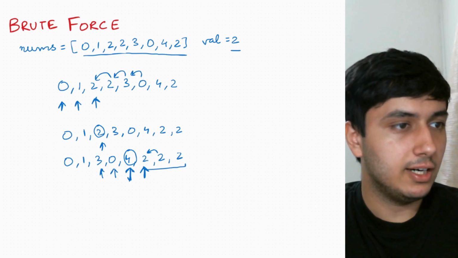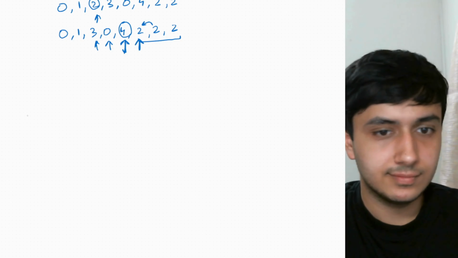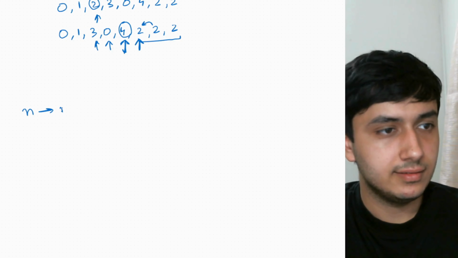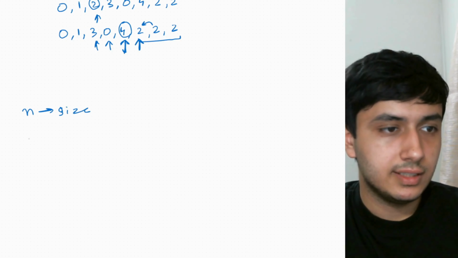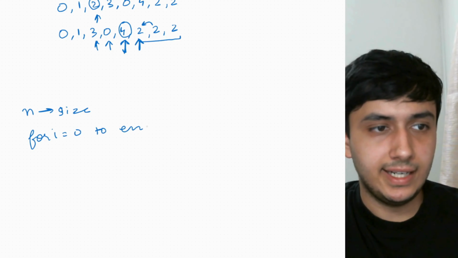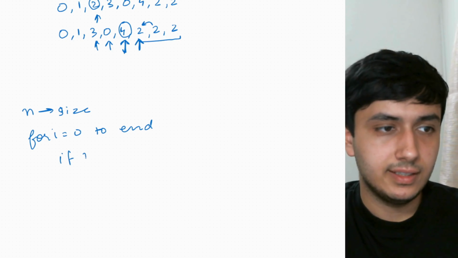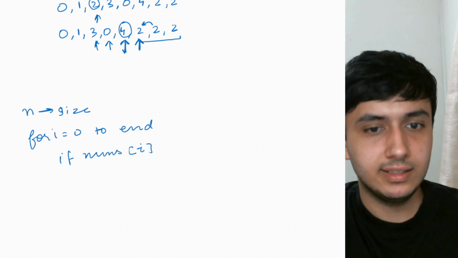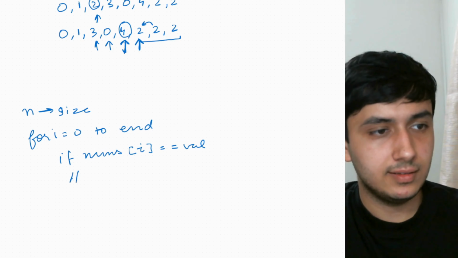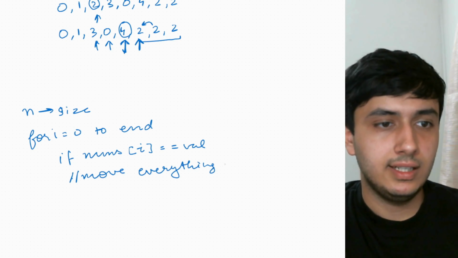I'll show you how to do it in pseudocode. Let's say we have the size as n. Then for i equal to 0 to end, which is the size, we'll say if nums[i] equals val, then move everything to the left.